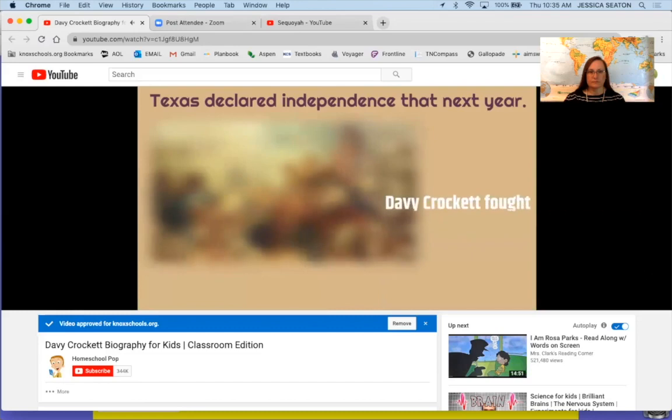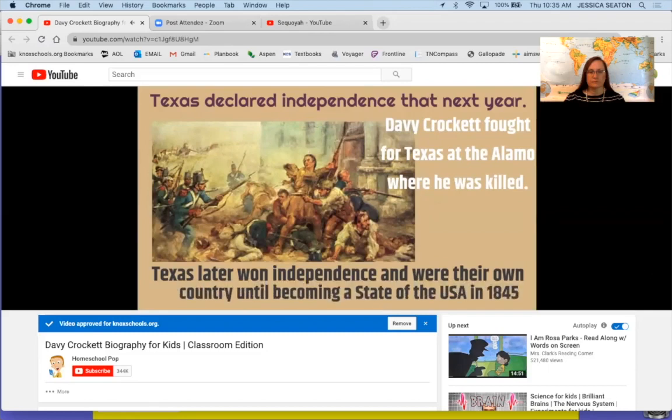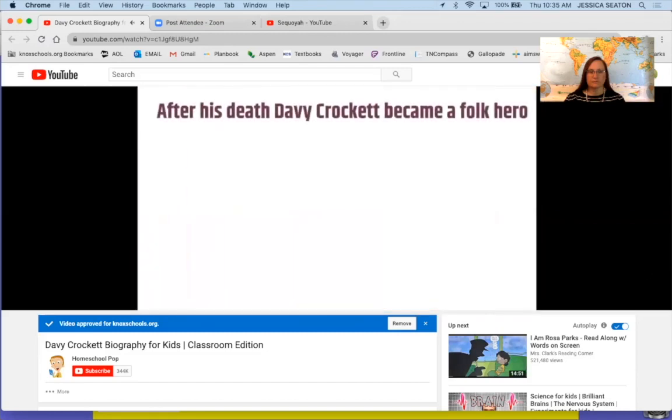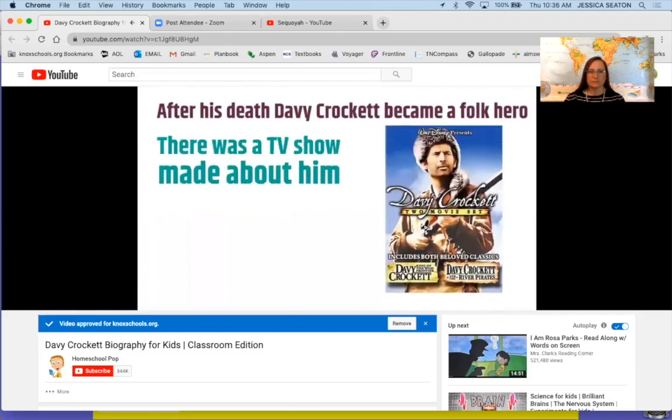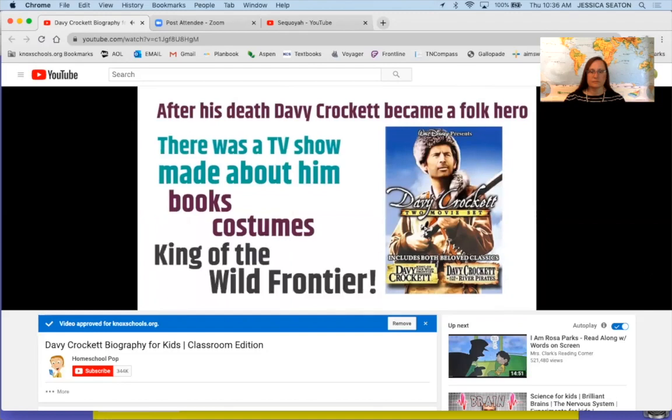Davy Crockett fought for Texas at the Alamo, where he was killed in battle. While they lost the battle at the Alamo, Texas later won independence and was its own country until becoming a state of the USA in 1845. After his death, Davy Crockett became a folk hero. There was a TV show about him, there were books, kids dressed up like Davy Crockett in costumes, and there was a song about him that called him the king of the wild frontier.